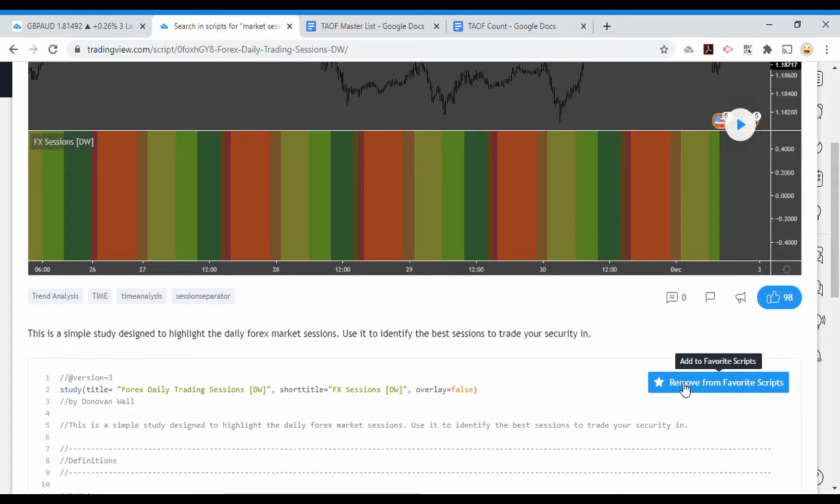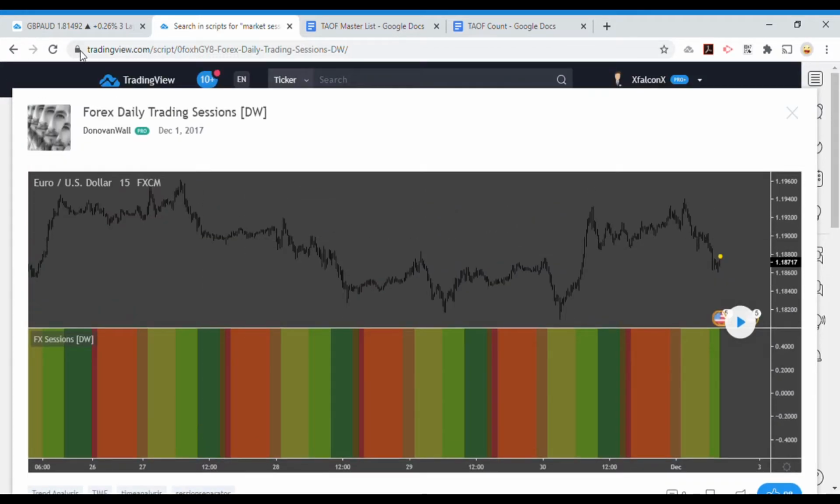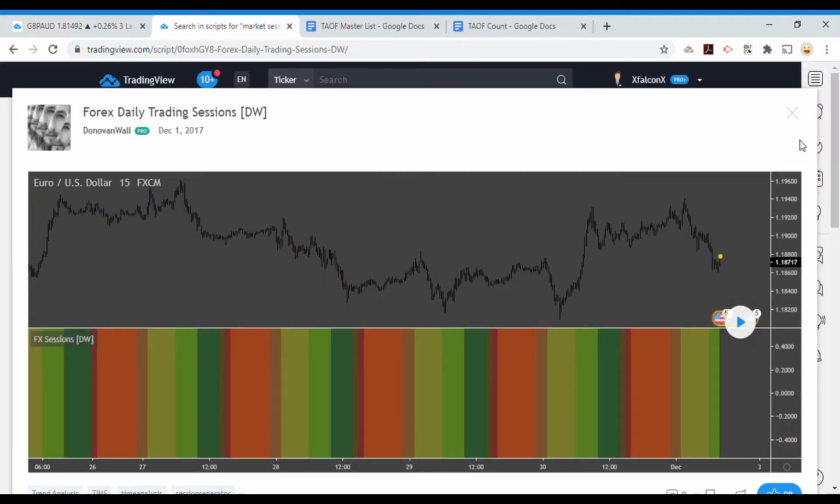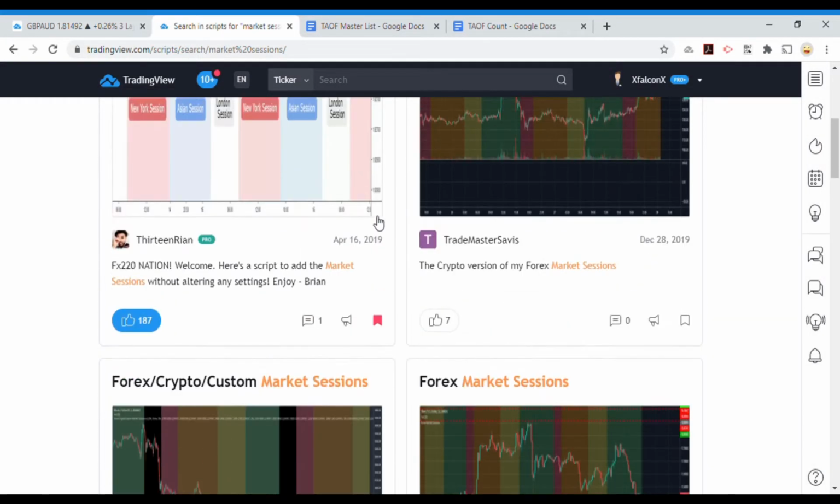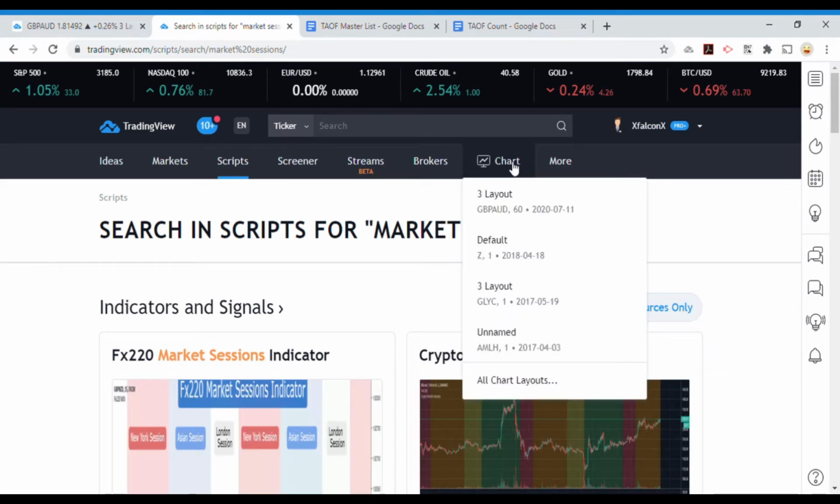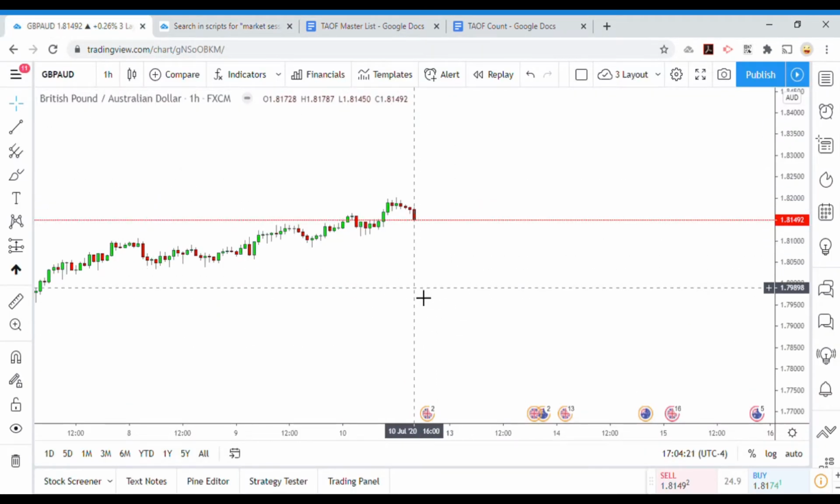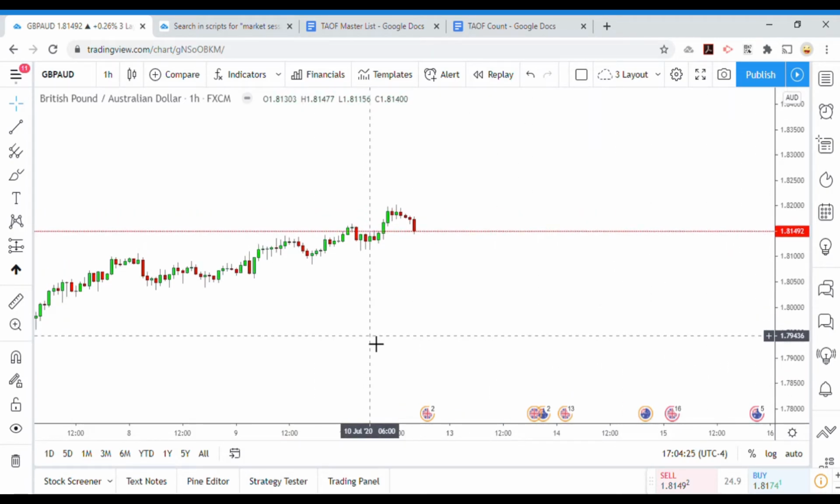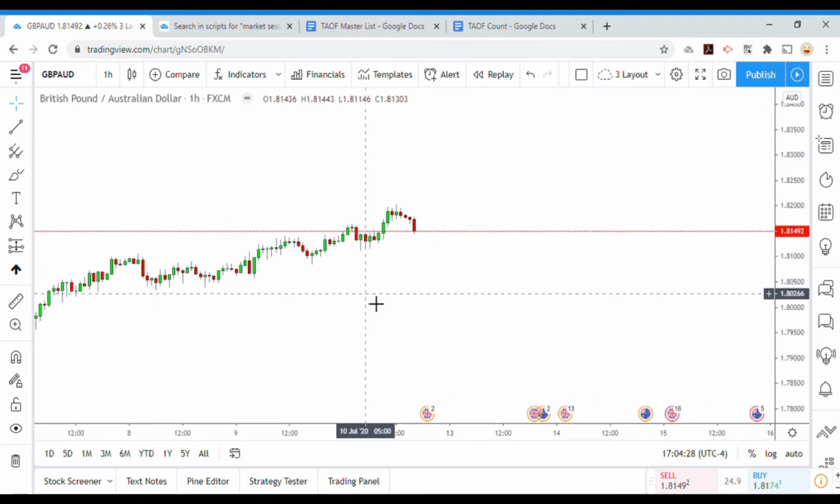So now that I have added it to my favorite scripts, I can go back into my normal TradingView platform. Basically, if I scroll back up here and click on charts, it takes me to this screen here. It takes me to the chart view of my platform. I'm on the Great Britain versus Aussie dollar, which doesn't really matter much.